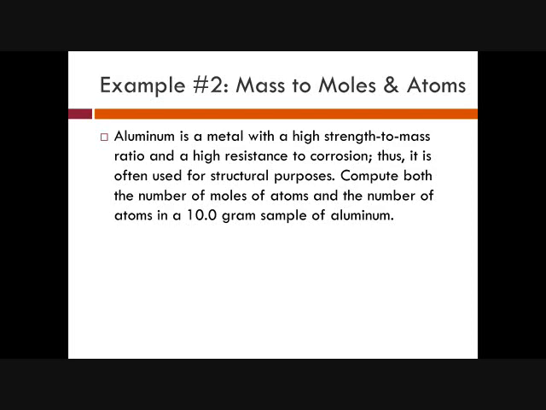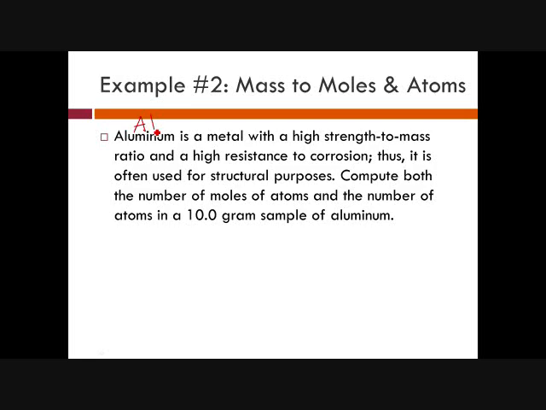So example 2, we are going to just start with grams this time. Aluminum is a metal with a high strength to mass ratio and a high resistance to corrosion, thus it's often used for structural purposes. Compute both the number of moles and the number of atoms in a 10-gram sample of aluminum. What's the symbol of aluminum? Al. Yeah.